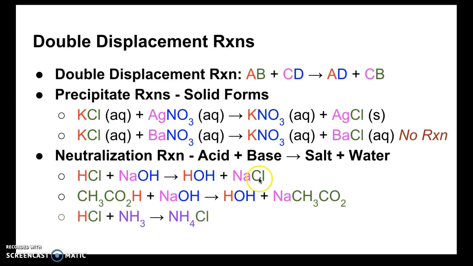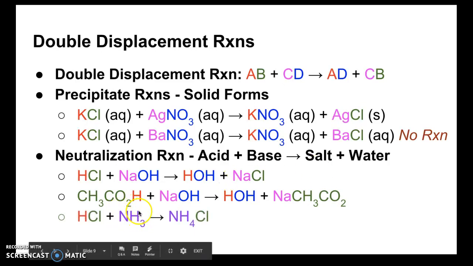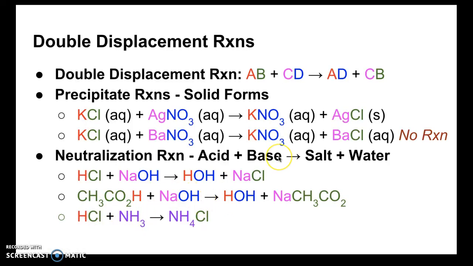Here's another example. We have HCl and NH3. We know NH3 is a base. It's one of our amine examples. But if you look at this, this is not a double displacement reaction. So why is it not a double displacement reaction? This would be more considered a synthesis reaction. Now, what's really going on here?